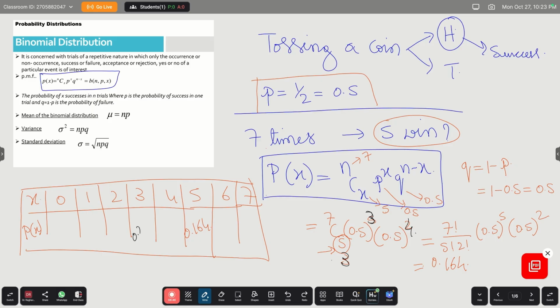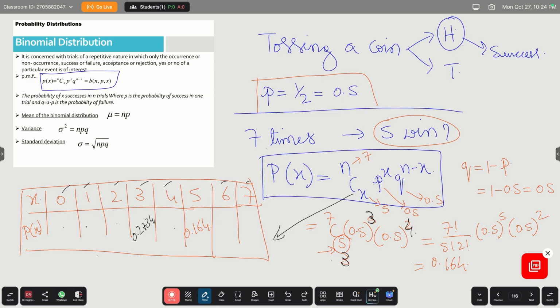0.2734 will be the probability of 3 successes out of 7. Okay. Similarly, by changing the values of x in the same formula, you can replace x by these values, x equal to 0, 1, 2, 3, 4, 6, 7, and you can fill this table. Once you have done this, your probability distribution table will be ready for the binomial distribution.